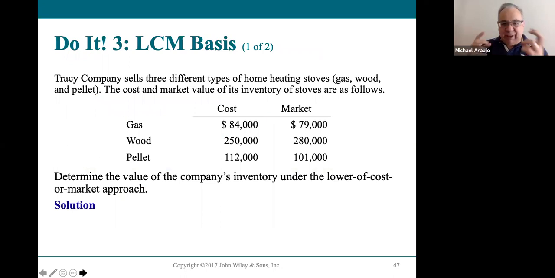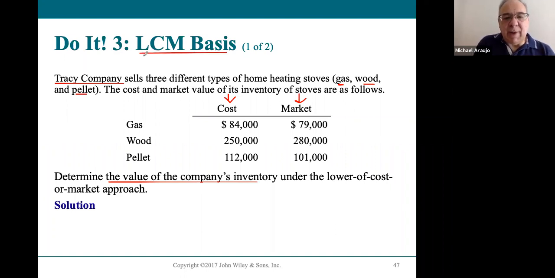So it's very, very practical. It sounds really complicated, but when you actually sit down and do it, it's like, oh yeah, this is nothing. I know how to pick the lower number. That's easy. So here you've got Tracy Company. They sell home heating stoves. They have gas stoves, wood stoves, and pellet stoves. And here are the cost and the market value of all these stoves. And now we have to determine the company's inventory using the lower of cost or market basis.